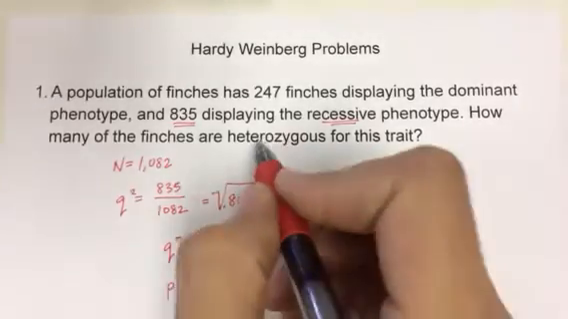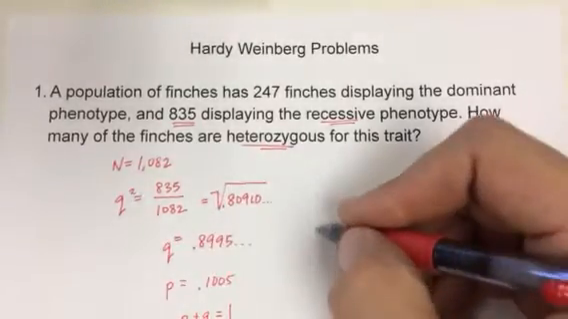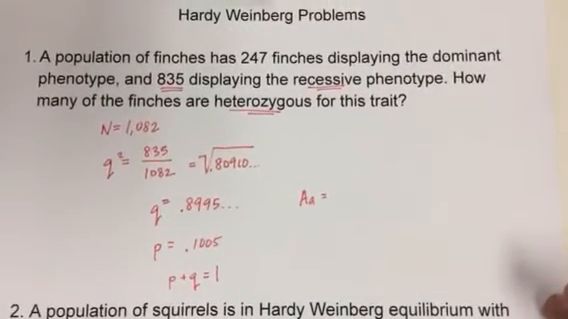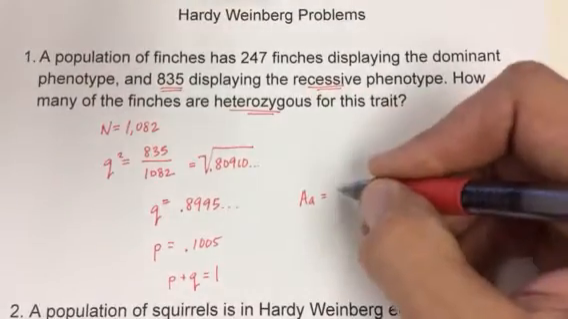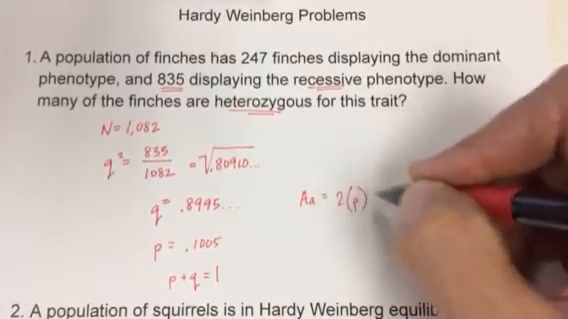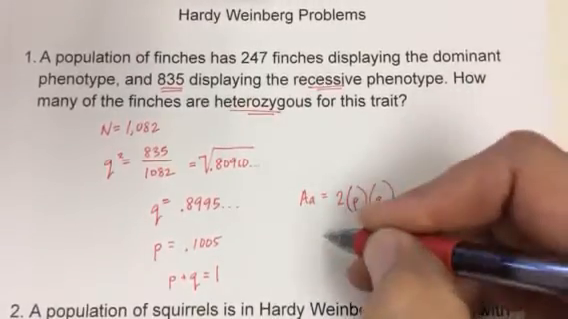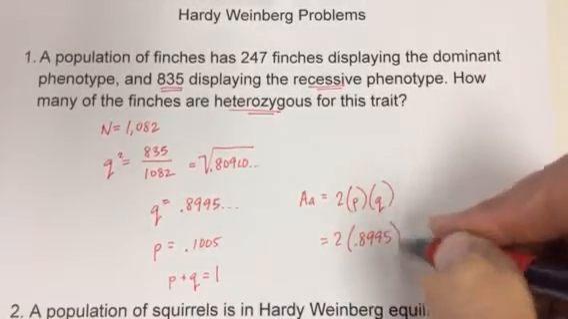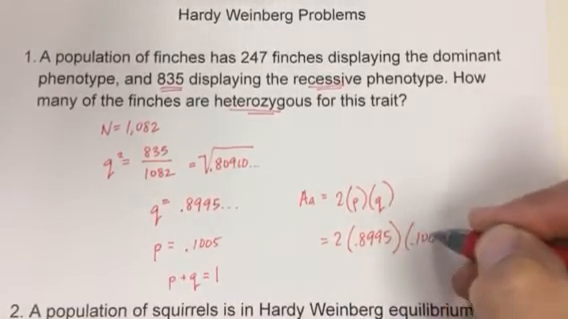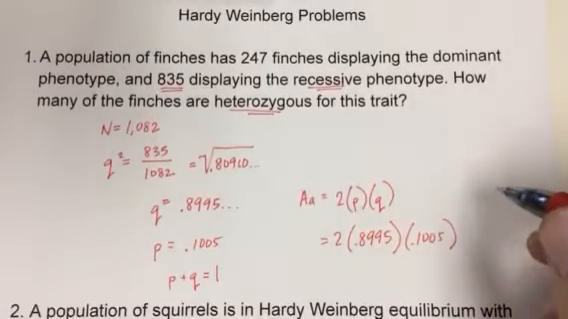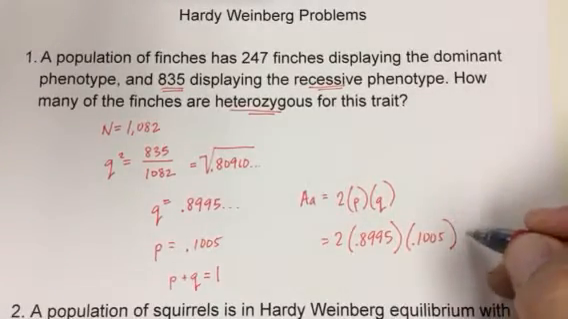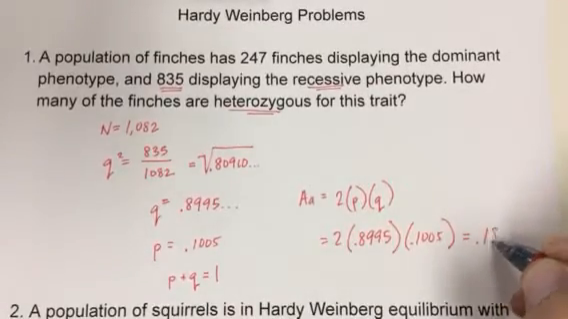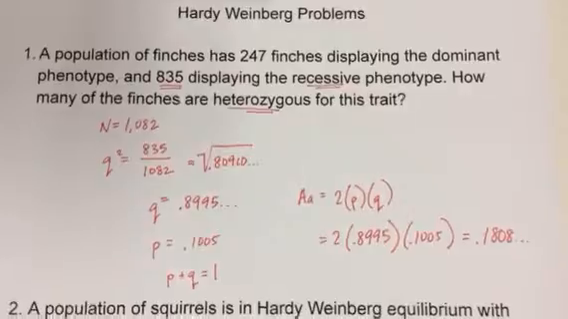Now the question is asking me how many finches are heterozygous. Heterozygous would be this genotype here. To figure out the number of finches that are heterozygous, it's going to be 2 times p times q, or 2 times 0.8995 times 0.1005, and that is going to equal, I believe it's 0.1808, and then a few numbers beyond that.